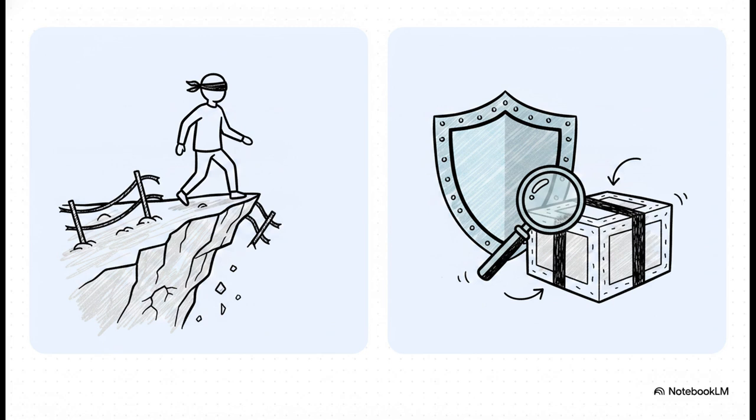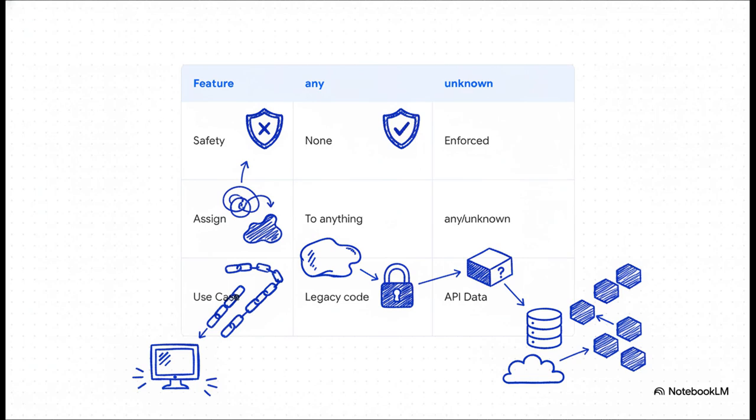Unknown, on the other hand, maintains your compiler safety. You can assign anything to it, but you literally cannot use it until you prove what it is. Just looking at the breakdown, any gives you absolutely zero type safety, while unknown enforces rigorous checks. Honestly, any really only belongs in legacy JavaScript to TypeScript migrations where you just need the compiler to quiet down for a second while you convert files. But for modern code, handling raw APIs or user input, you should strictly use unknown to handle external data safely and force yourself to write the proper validation logic.